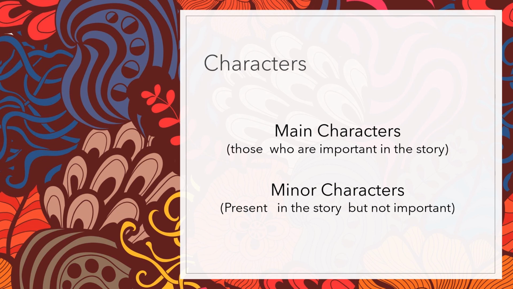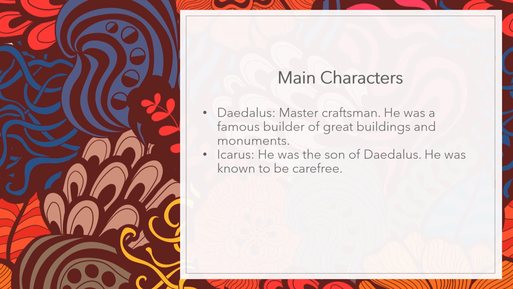Let's go. In the story, the main characters are Dilius, who is a master craftsman. He was a famous builder of great buildings and monuments. And the second one was Icarus. He was the son of Dilius. He was known to be carefree.